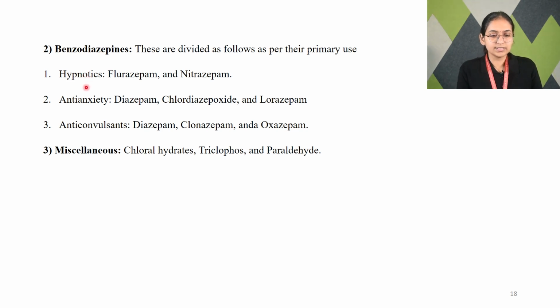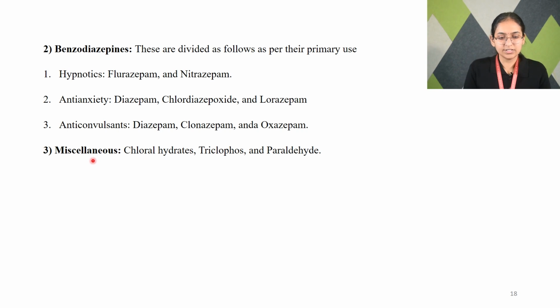Now here you can see they are sub-classified into hypnotics, anti-anxiety and anti-convulsants in these benzodiazepines. So we will be focusing only on the hypnotics as we are looking at the sedatives and the hypnotics, but benzodiazepines are the category of drugs which come under the anti-anxiety and the anti-convulsant also. Even these anti-anxiety and anti-convulsant are drugs which act on the central nervous system.